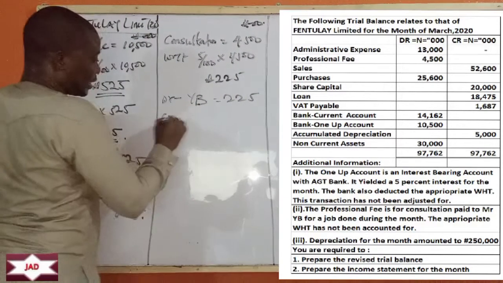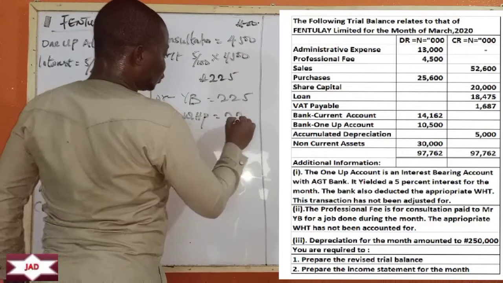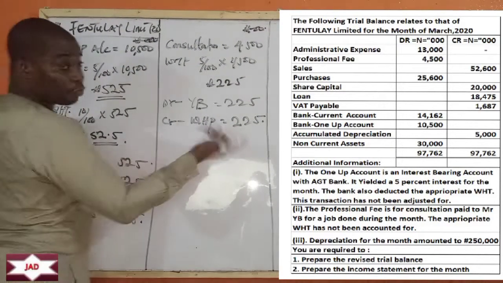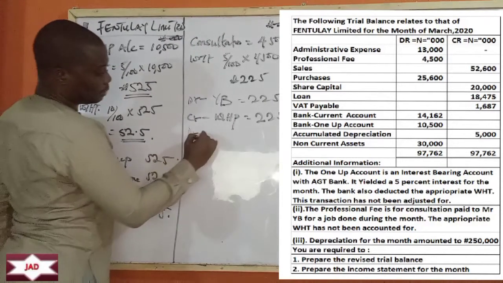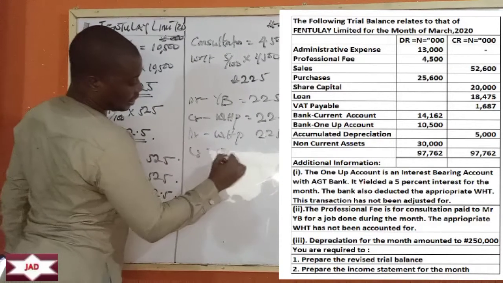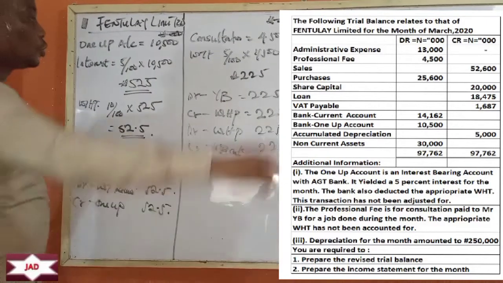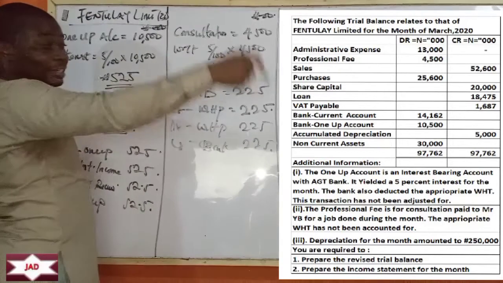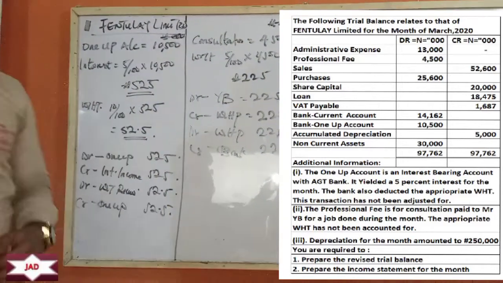225, and then credit what? Withholding tax payable, 225. So when we now remit to the State Revenue Service, we debit withholding tax payable with 225 and credit bank with 225. So what this simply means is that we have to get a credit note for YB so he can utilize it when settling his income tax liability. So these are the journal entries.